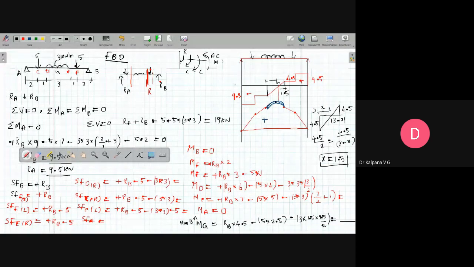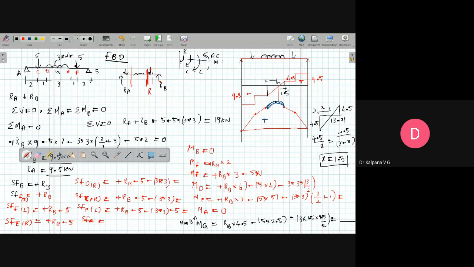In case all the loads are point loads, exactly at one of the point loads the shear force changes its sign. So there you can complete the bending moment diagram. At that point only the maximum bending moment occurs. That you can plot.